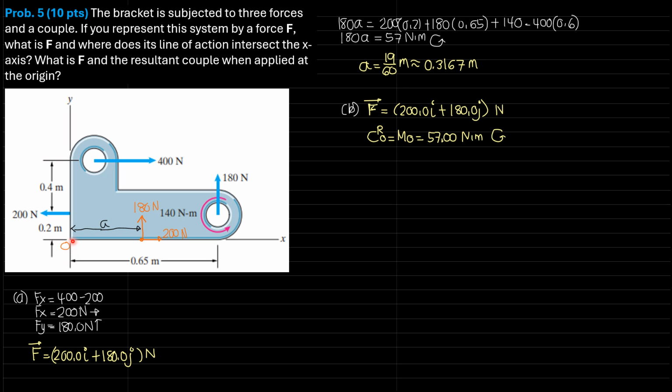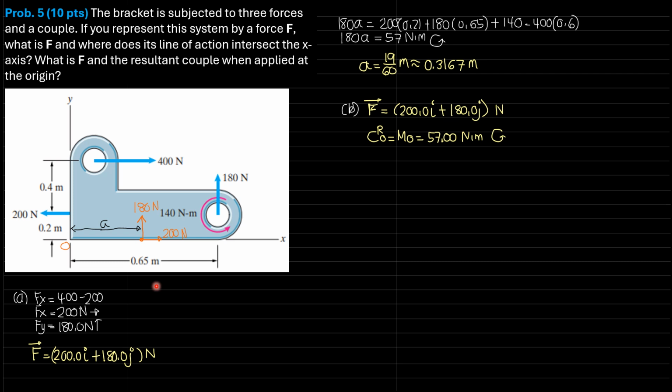This is the origin. So from the figure, Fx is equal to 400 minus 200, so it is 200 newtons, rightward. Then summation of forces y. There's no other vertical force except 180, so Fy is 180 newtons. Therefore, because we are given the hint that F should be in vector form, F is equal to 200i plus 180j newtons.